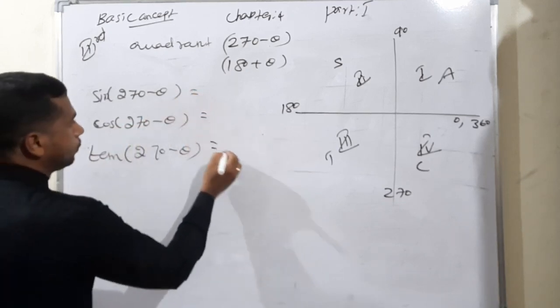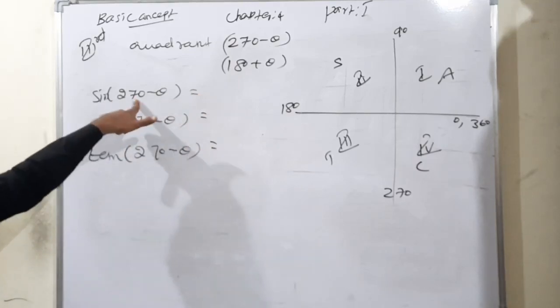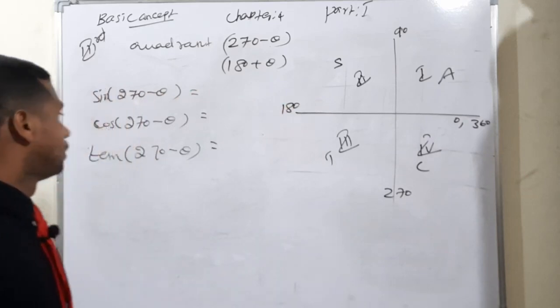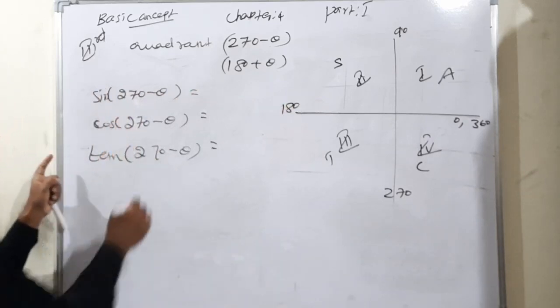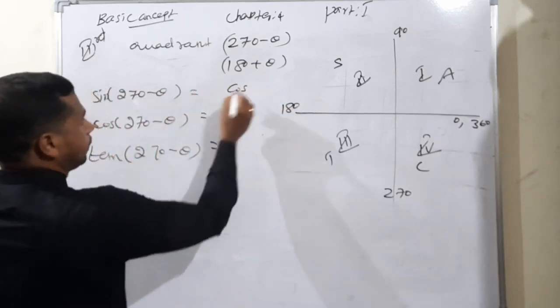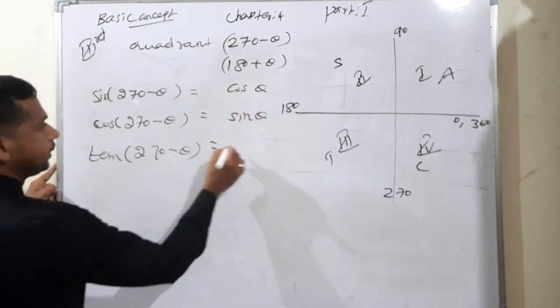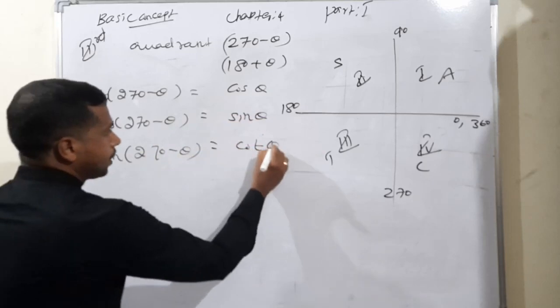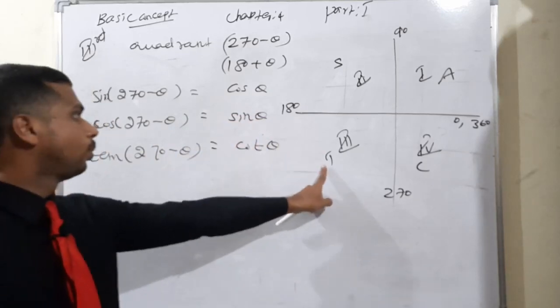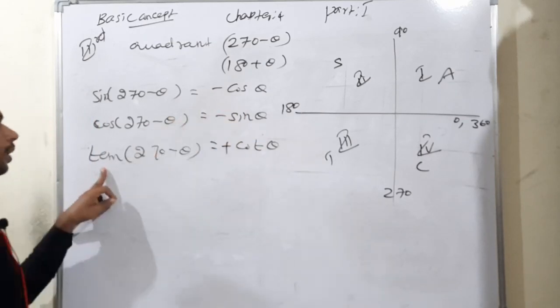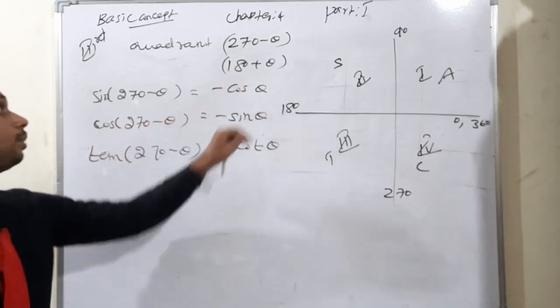Now sin 270 minus theta, what will happen? Sin 270 minus theta lies in the third quadrant. So this is actually a vertical line. Vertical line means sin changes to cos theta, cos changes to sin, tan changes to cot theta. In the third quadrant only tan is positive, so here it is negative, and here also negative. So for 180, what will happen?